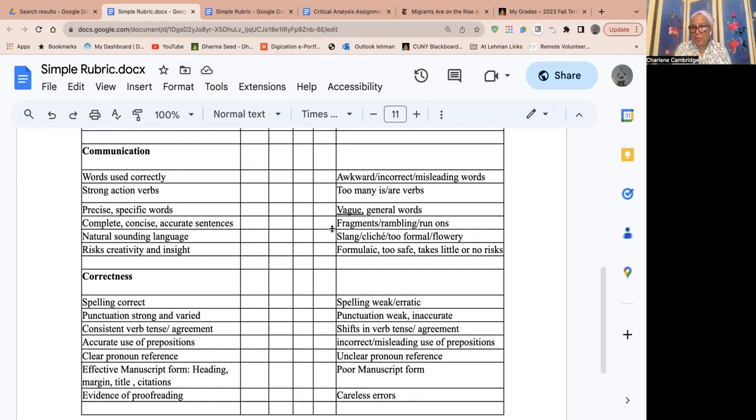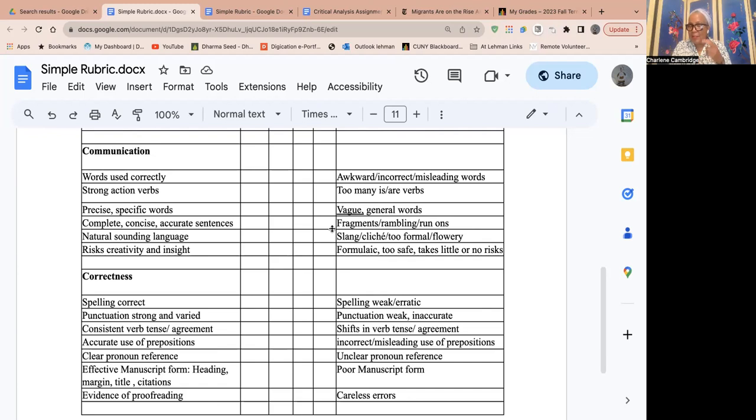Strong action verbs, and on the D side, too many is-are verbs. What happens with too many is-are verbs is you end up with a lot of verbs in the passive voice. So you say things like, mistakes were made. Well, who made the mistake? Passive voice weakens your argument. It weakens your argument.